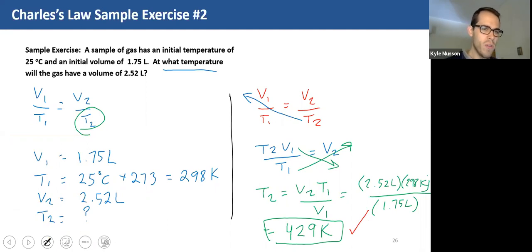Okay, so you should maybe do a few examples of solving for all the variables and just rearranging this equation till you're comfortable. And in the next video, we're going to be looking at Boyle's law.